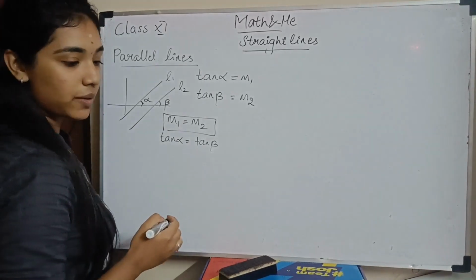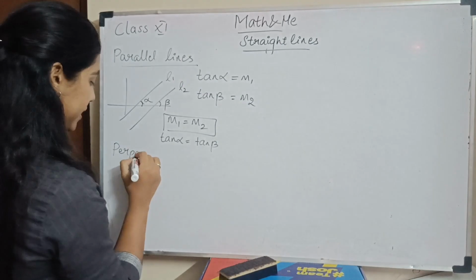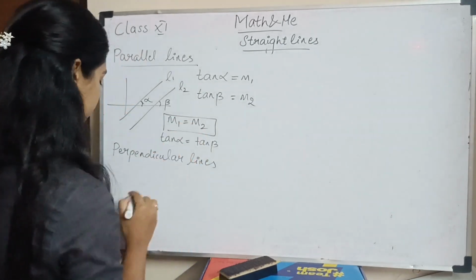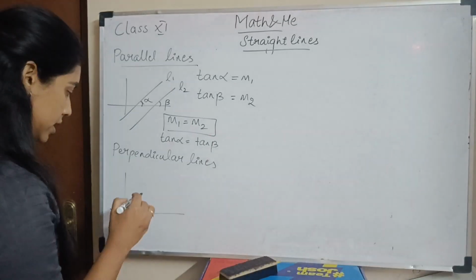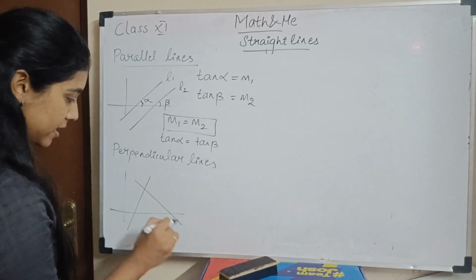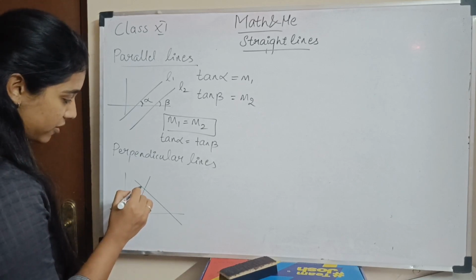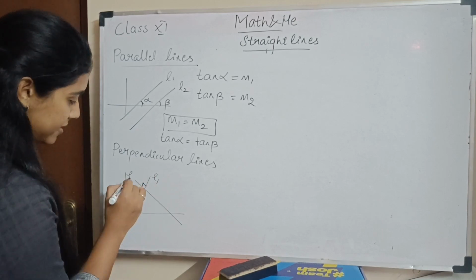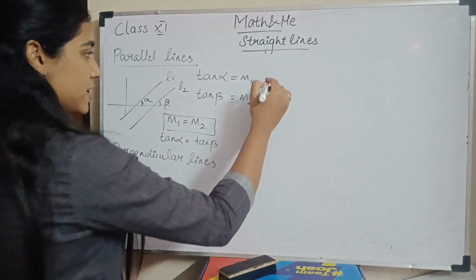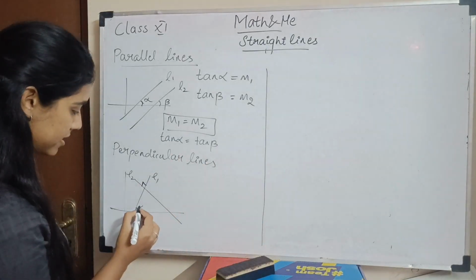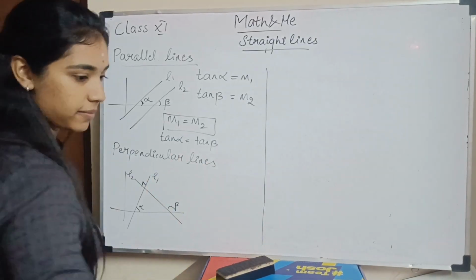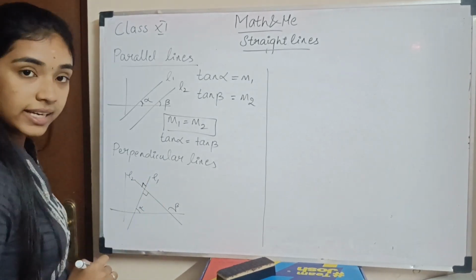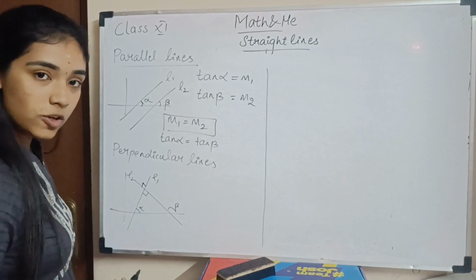Next comes perpendicularity. So when you have perpendicular lines, meaning, when you have a graph and you have two lines that make 90 degrees with each other. So this is the 90 degree angle. This is line 1 and this is line 2. Let us assume that this angle is alpha and this angle is beta. What do you have? These are two intersecting lines, so vertically opposite angles are equal. So this particular angle will also become 90 degrees.